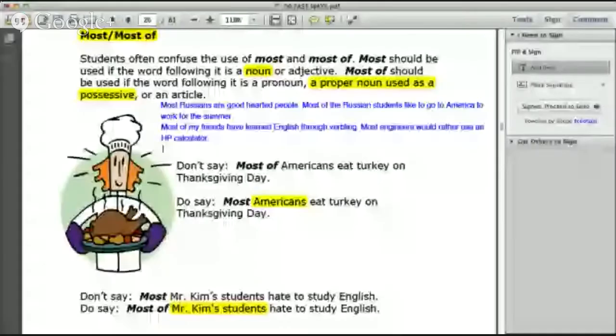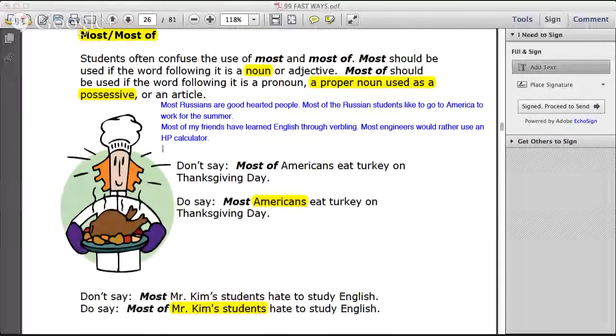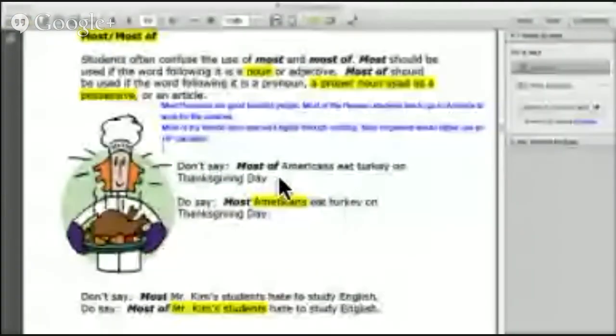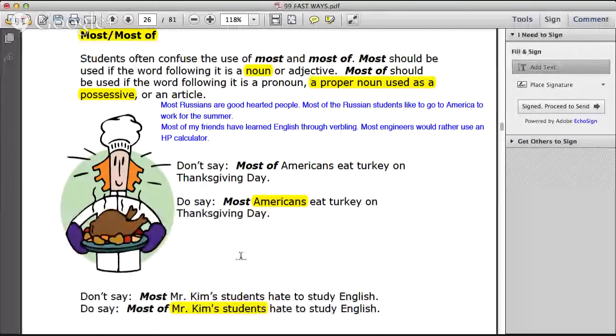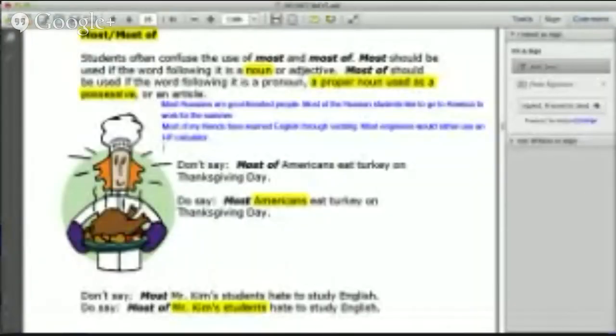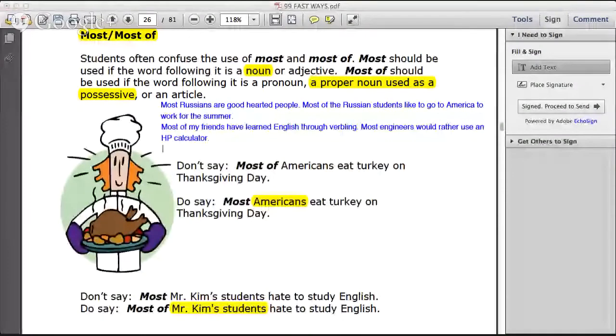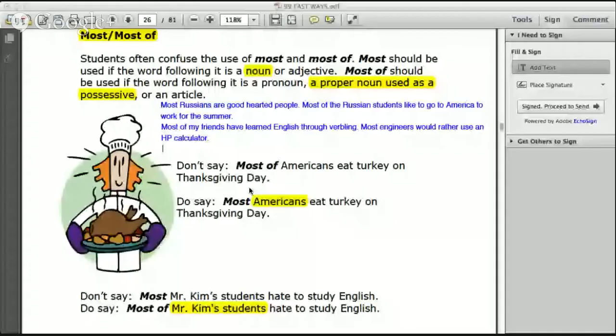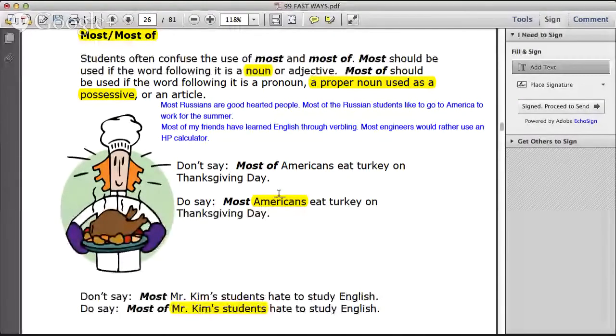Let's go to Francisco. Give me one with most and one with most of, please. Francisco, 1 minute. Okay. Let's go to Juan. Let me ask you, come up with one here. Come back. Go ahead, Juan.